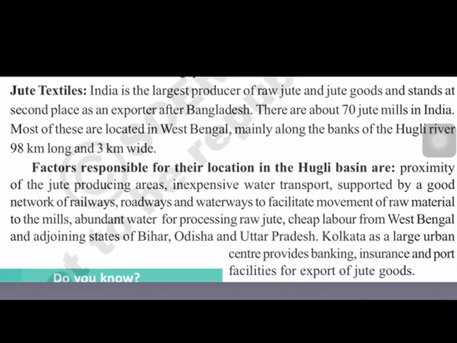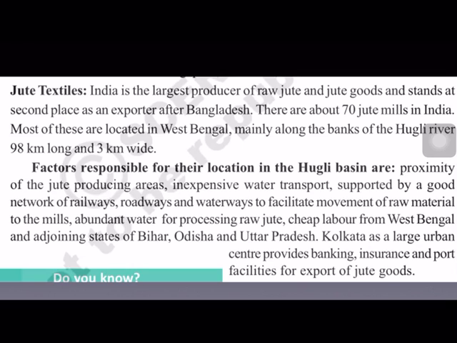It is supported by a good network of railways, roadways and waterways, all available in Calcutta in West Bengal, to transport raw materials to the mills and also to export manufactured goods to other countries. We also need abundant water for processing raw jute. Before it is processed, raw jute is soaked in water completely for 7 to 10 days. For this we need abundant water, and that is available from the Hooghly river.